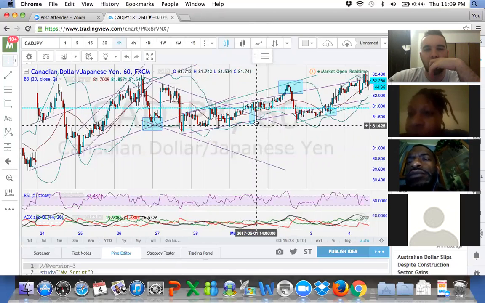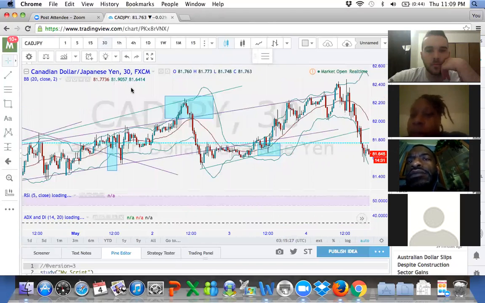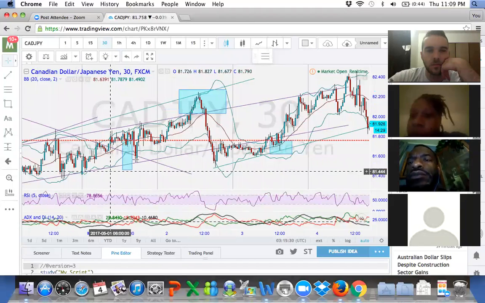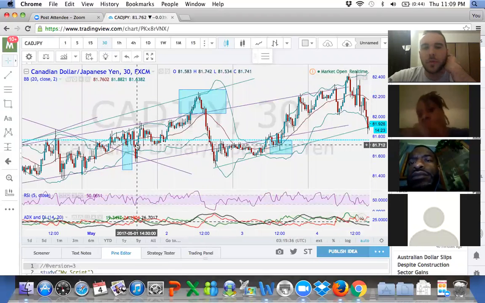So I would drop down to a lower time frame to see if I see an engulfing candle. And what's that? Right there. Right. Yep, that's the engulfing candle. Okay, that's cool. So tell me my confirmations right now.